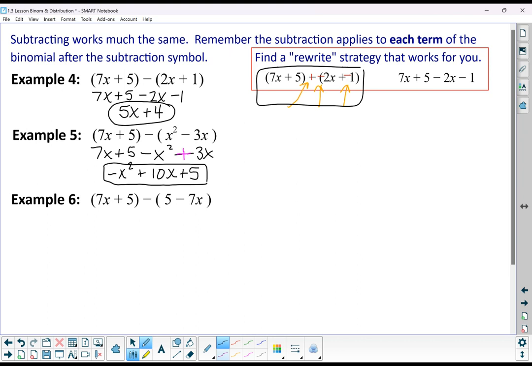So for example 4, I got a binomial answer. For example 5, I got a trinomial. And then let's see what happens on example 6.